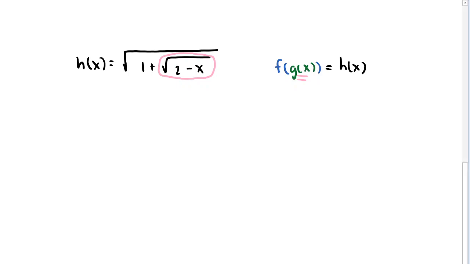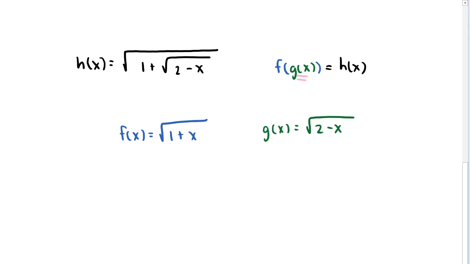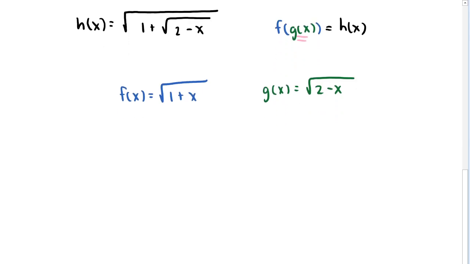And so I can imagine breaking up this function, decomposing this function, as my inner function is we'll take the square root of 2 minus the input, and our outer function as taking the square root of 1 plus the input. So this is a natural way we can break up this function as a composition of 2. And so let's go ahead and check that this pans out.